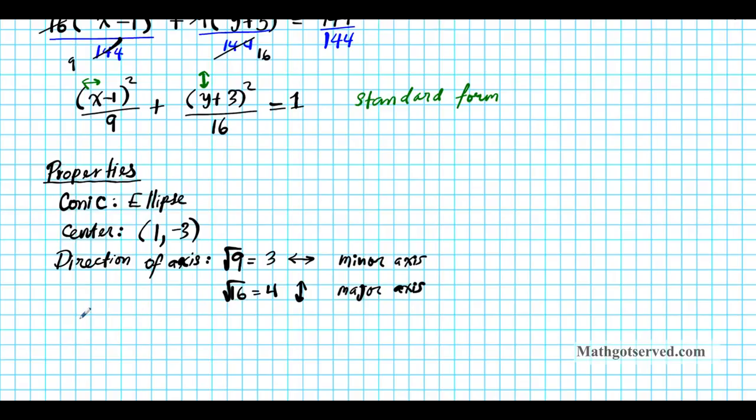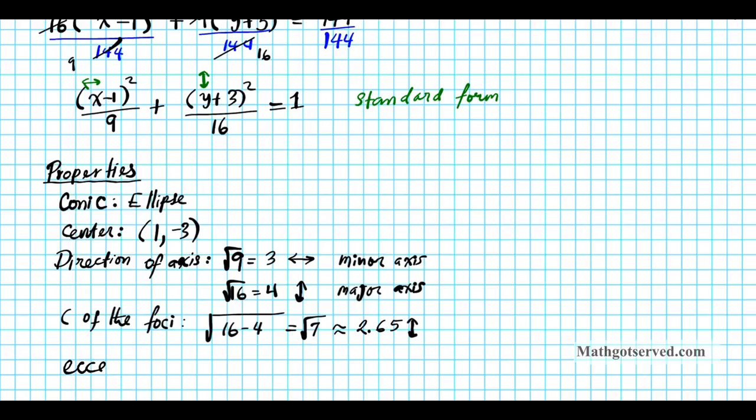Now the next thing we need to find is the c of the foci. There are two foci here. The c of the foci is the square root of, we have a plus here, so we're going to do the difference in the denominators, 16 minus 9, which is 7, so the square root of 7. And if we plug that in our calculators, that's approximately 2.65. What direction does this go? It goes in the direction of the major axis, up and down.